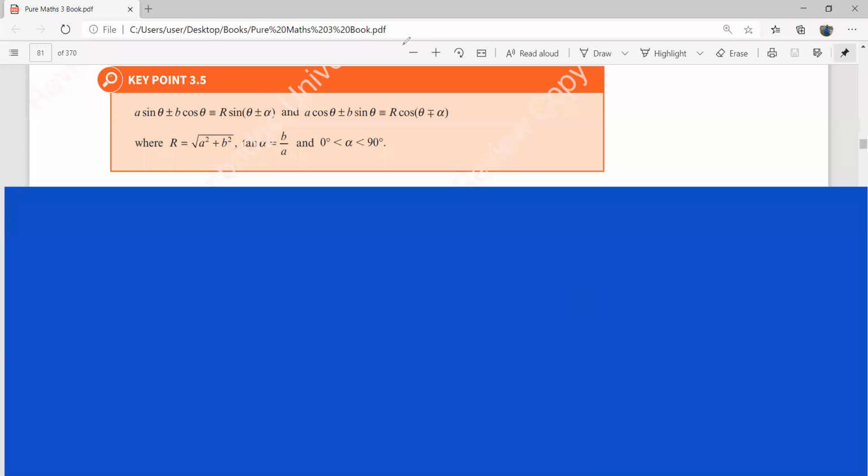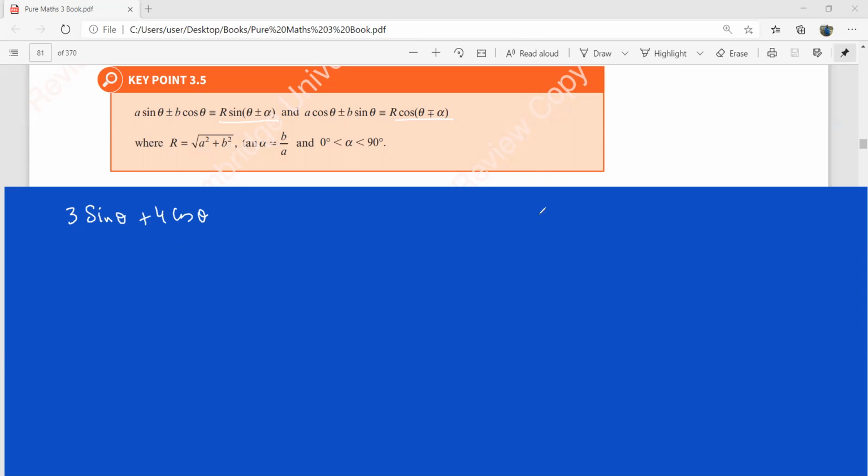Okay, guys, today's task is to learn how to write something like, let's say, 3 sine theta plus 4 cos theta, into this form, which is written here, r sine theta plus minus alpha, or into this r cos theta plus minus alpha. I should tell you why we need to learn this.